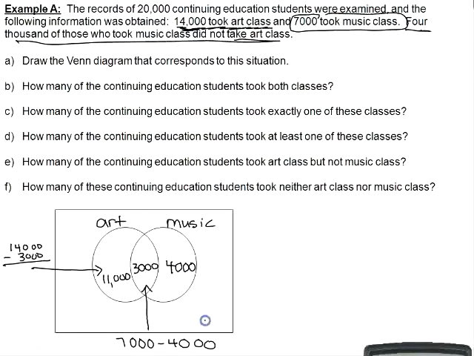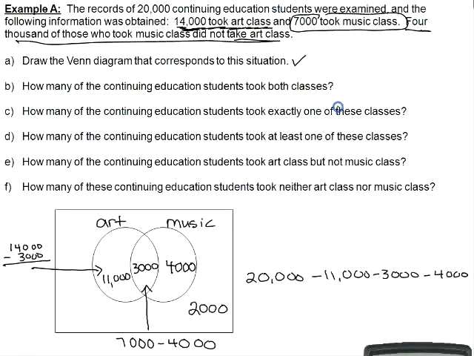Now we need to figure out how many students took neither of these classes. They tell us there are a total of 20,000 students whose records were examined. We can subtract off the 11,000 who took art only, the 3,000 who took art and music, and the 4,000 who took music but no art, and that will tell us how many students whose records were studied did not take art or music. If you do that calculation, you'll have 2,000 students who took neither of these classes. So we've labeled all the regions of our Venn diagram.